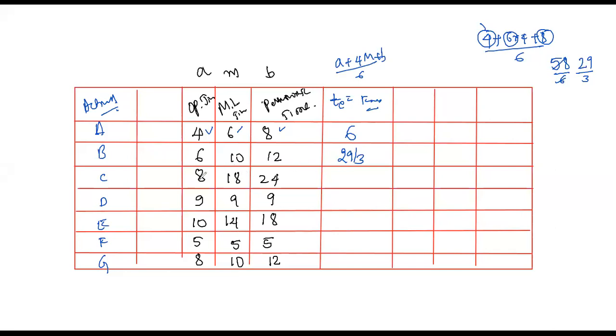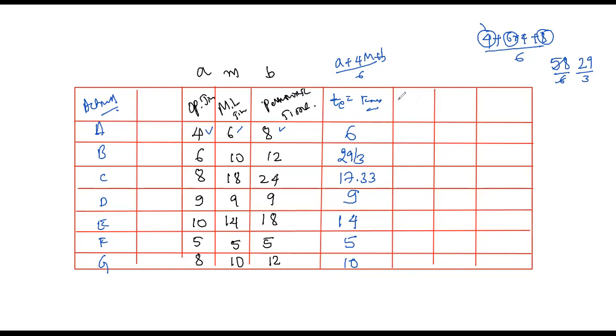If you proceed the same way, 8 plus 4 into 18 plus 24 divided by 6, you will get around 17.33. Okay? Next, all the values were 9. So 4 into 9 plus 9 plus 9 divided by 6, you will get 9 only. Here in this case 10, 14, 18 is there. If you simplify using this formula, you will get 14. Next is 5. In the last column you will get 10. So these are the expected times you will get.